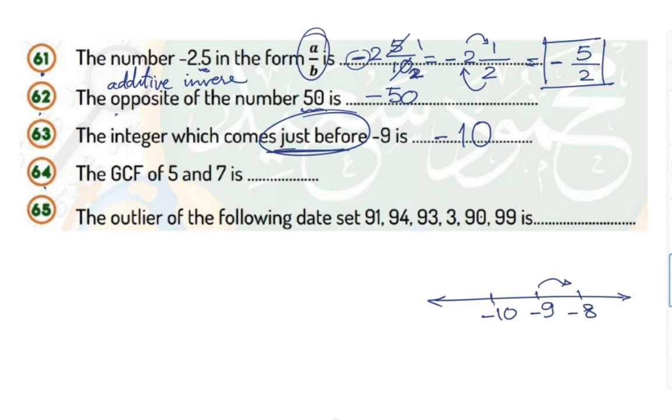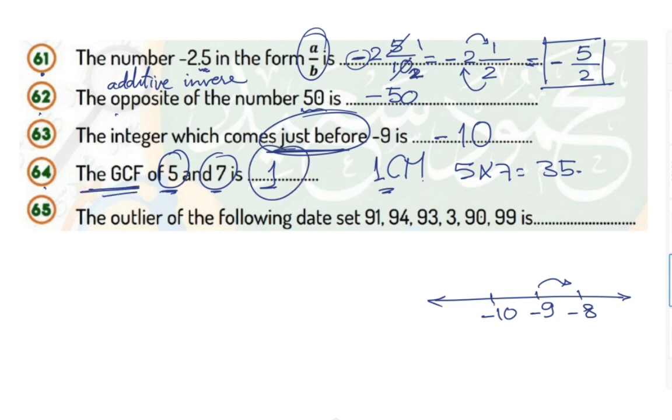64, the GCF of 5 and 7. We know that 5 and 7 are prime numbers. To find the GCF, 1. If he asks us about the LCM, just multiply them. Okay, but here he needs the GCF.